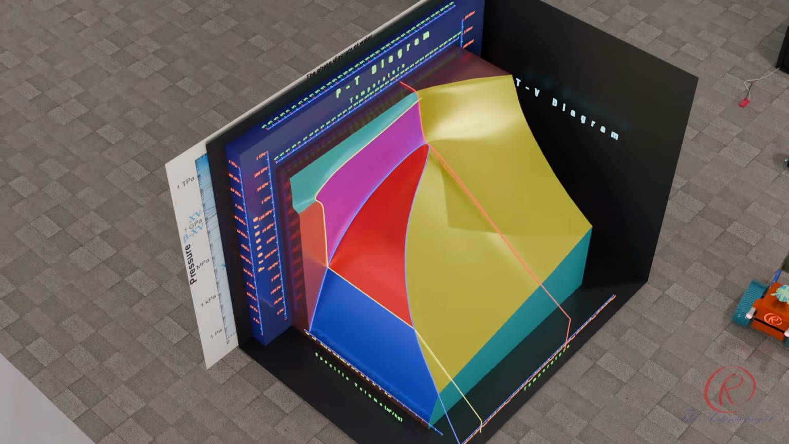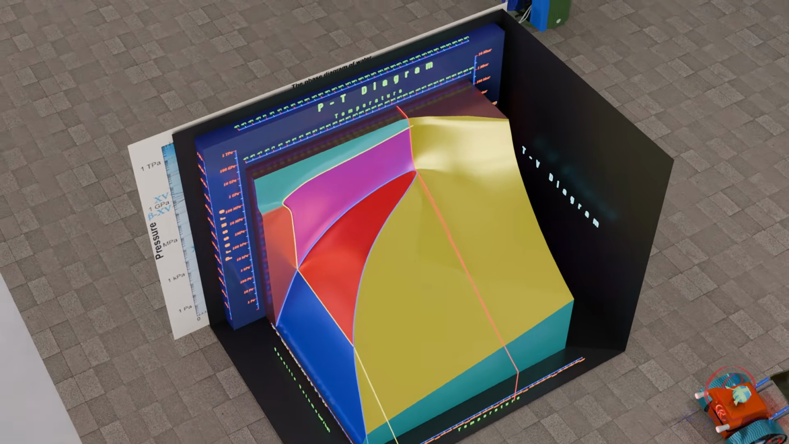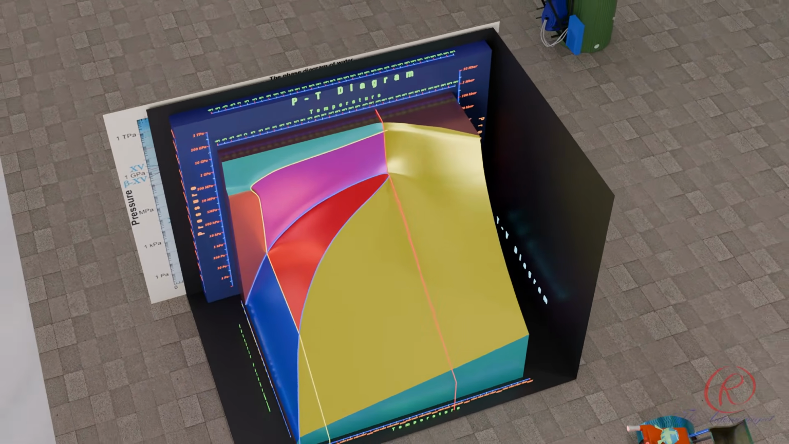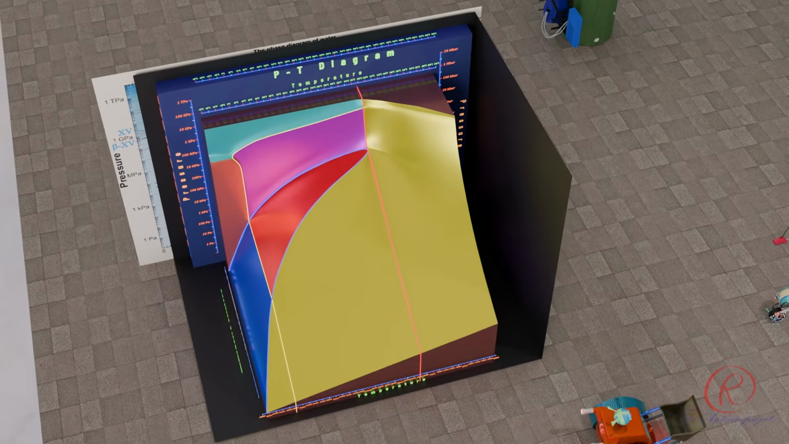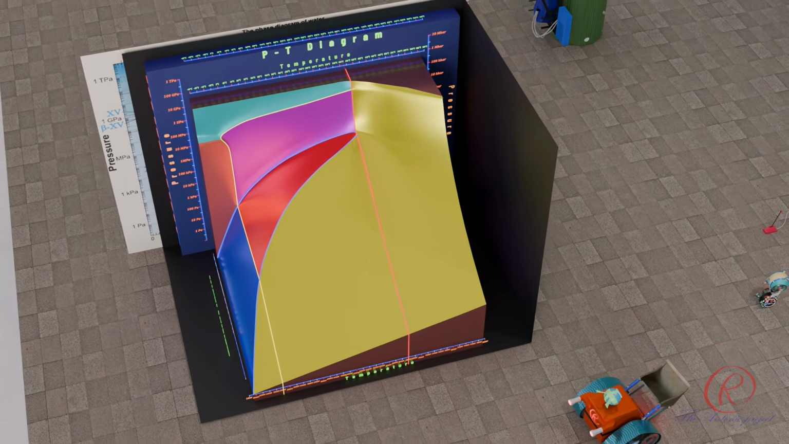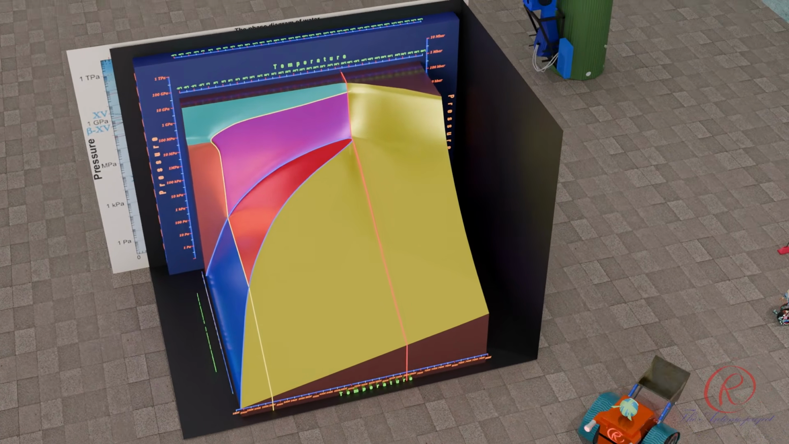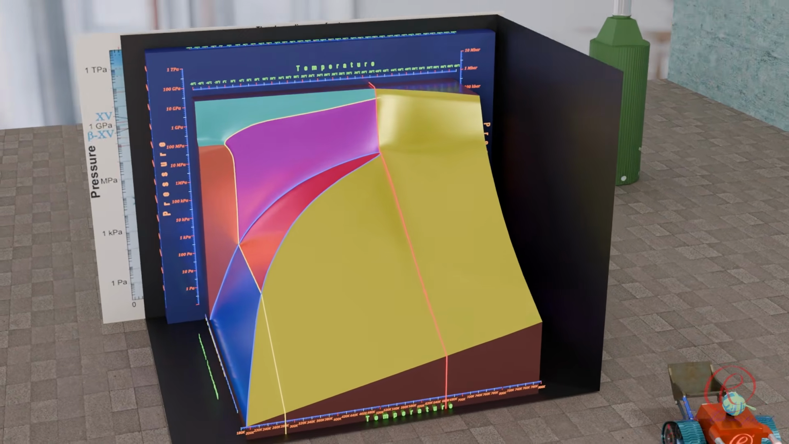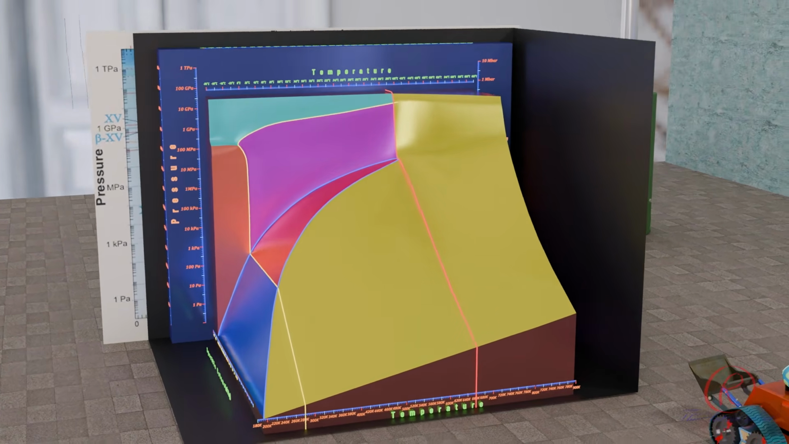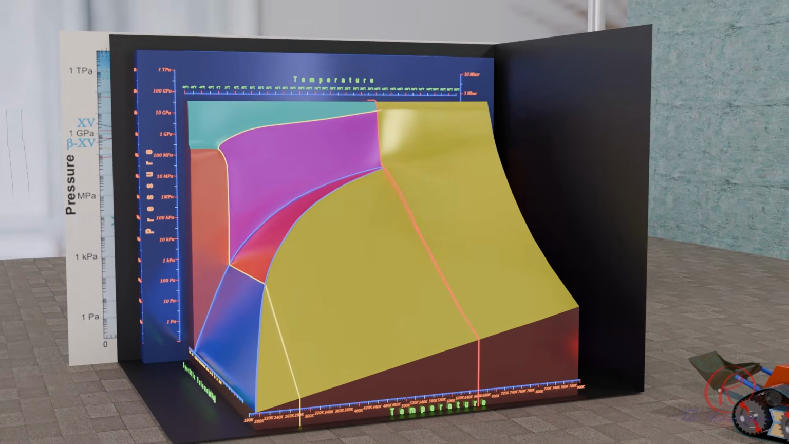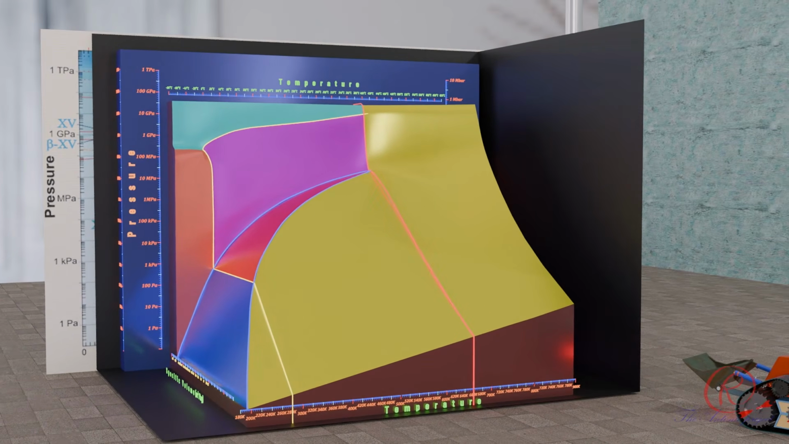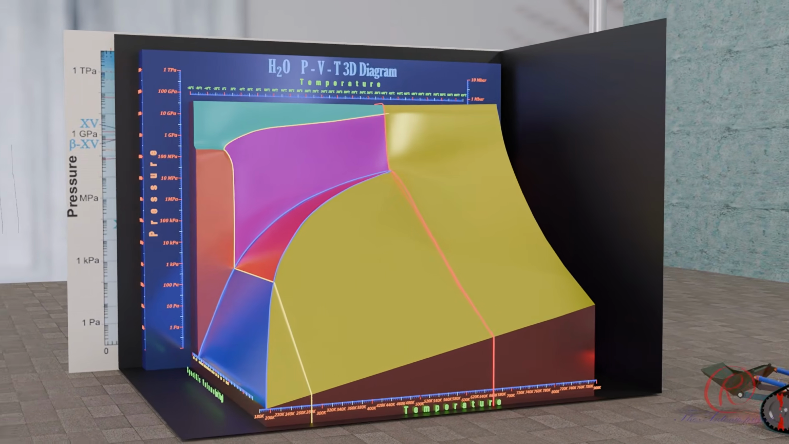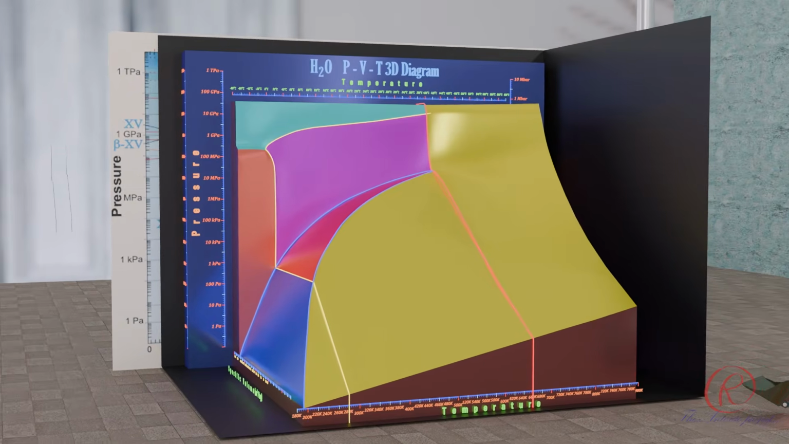The PVT diagram is especially valuable in the design and operation of boilers, steam turbines, condensers, and other thermal power plant equipment. Engineers use the PVT diagram to understand phase transitions, determine thermodynamic properties, and analyze energy conversion processes.